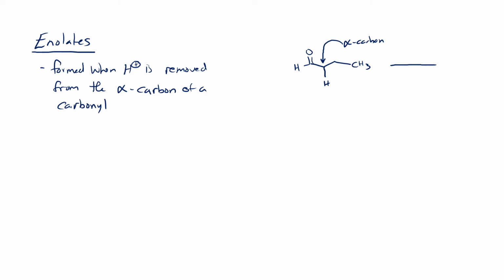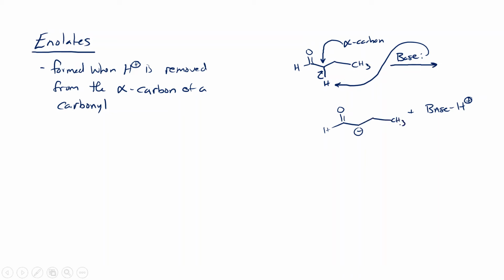If we treat this with a base, we can do a Bronsted-Lowry acid-base reaction where the base removes the hydrogen and makes a negative charge on that alpha carbon. And so then you're going to get your conjugate acid, the base plus H plus, and you're going to get your conjugate base, which is a negative charge on the carbon.